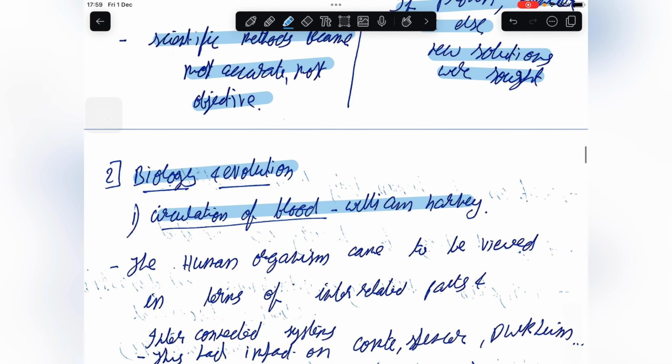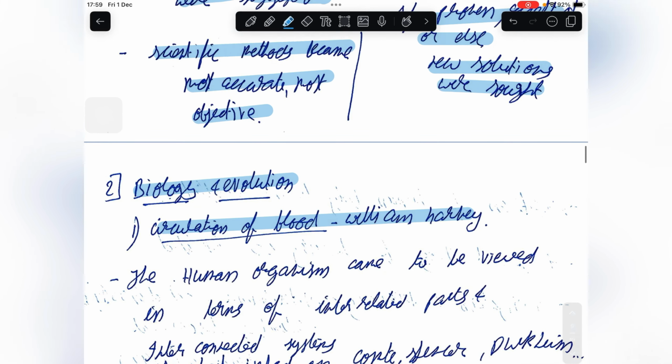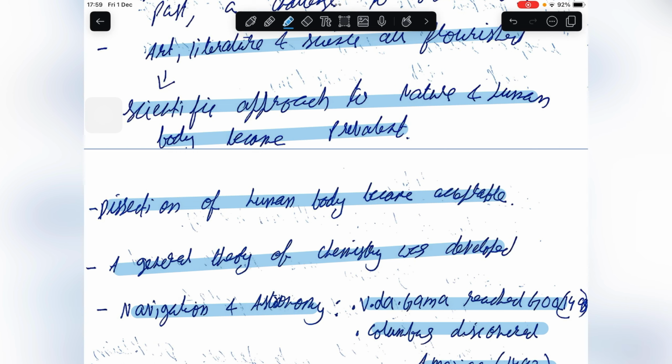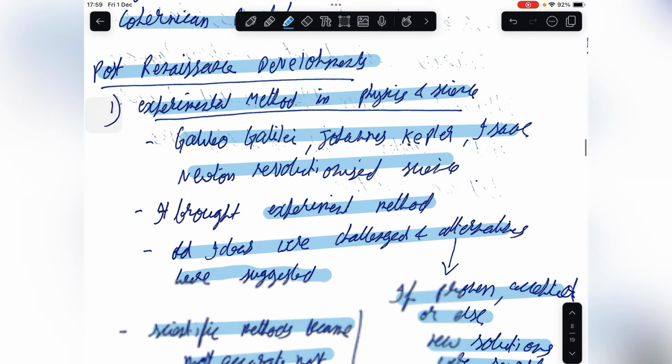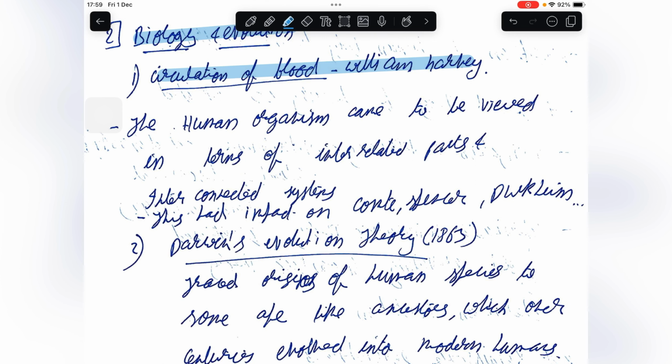A scientific approach to nature and the human body became prevalent. That is what I meant. Circulation of blood: now we got a scientific approach to human blood, given by William Harvey. The human organism came to be viewed in terms of interrelated parts and interconnected systems. This is the scientific approach to the human body that viewed the human organism as interrelated parts and interconnected systems.